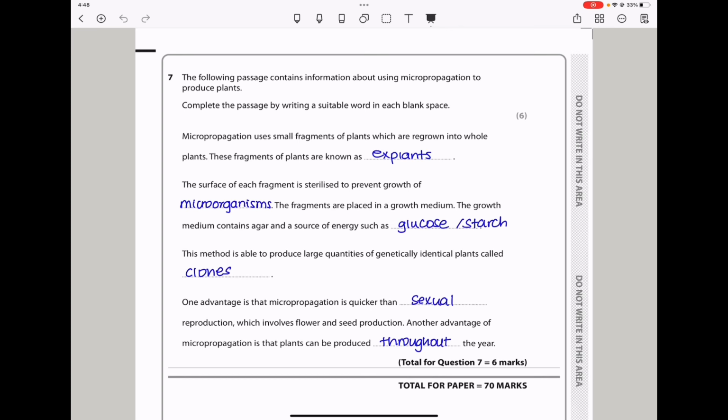The surface of each fragment is sterilized to prevent growth of, of course, microorganisms. The fragments are placed in growth medium. The growth medium contains agar and a source of energy such as glucose. This method is able to produce large quantities of genetically identical plants called clones. One advantage is that micropropagation is quicker than sexual reproduction, which involves flower and seed production. Another advantage of micropropagation is that plants can be produced throughout the year.